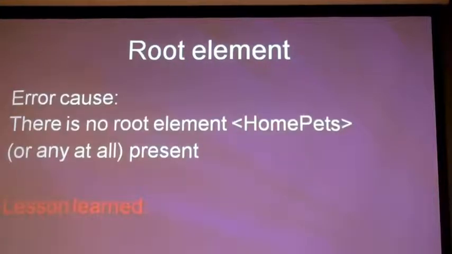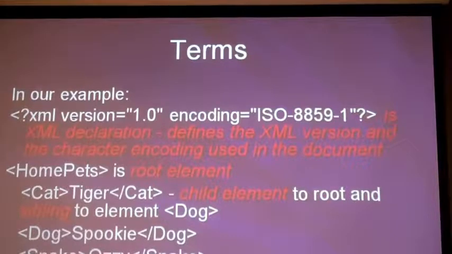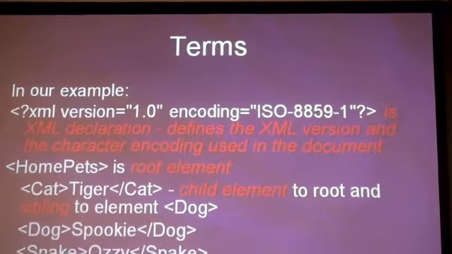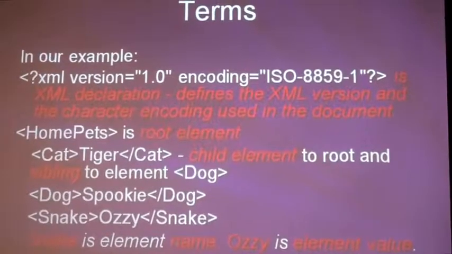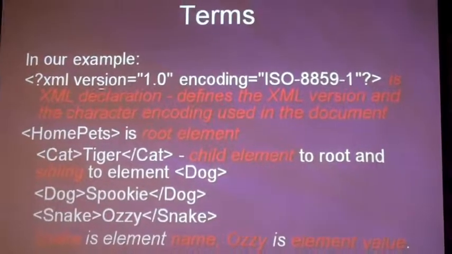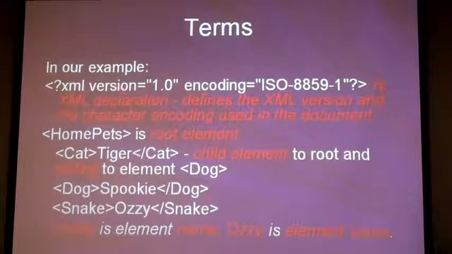Root element should be present, and it should have a root element and only one root element. Okay. Next subject is terminology, because you should be able to operate XML terminology. In this case, this is the XML declaration, and it defines that the document is XML. It defines its version, and this version is a must. The rest is optional.